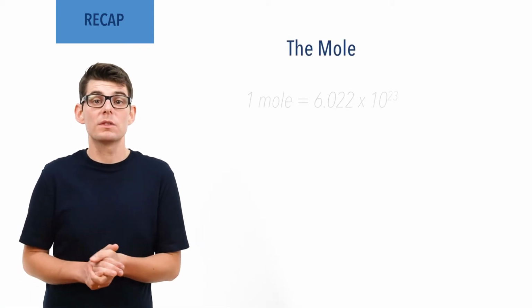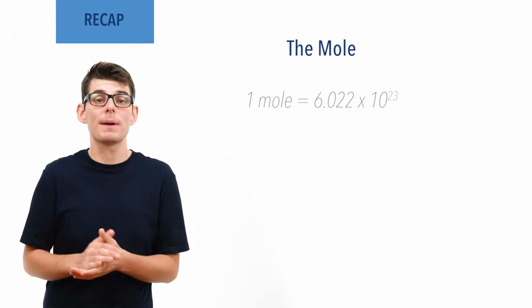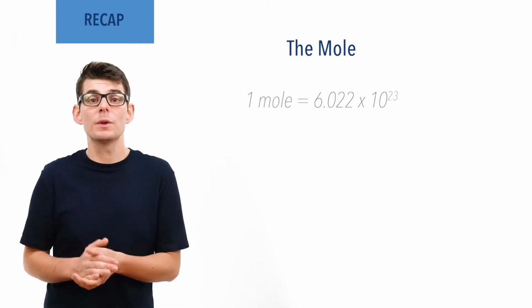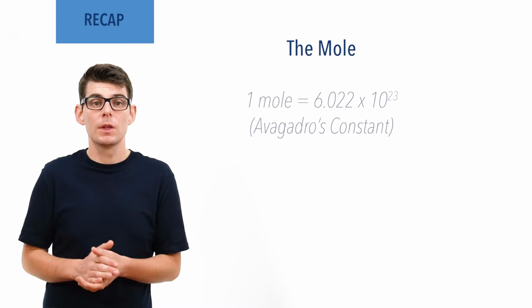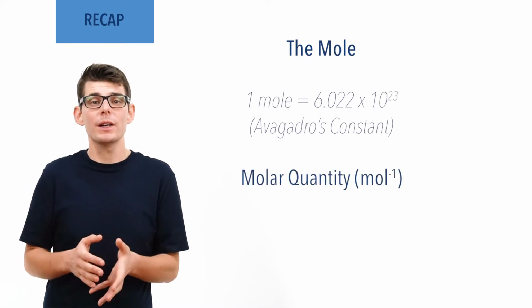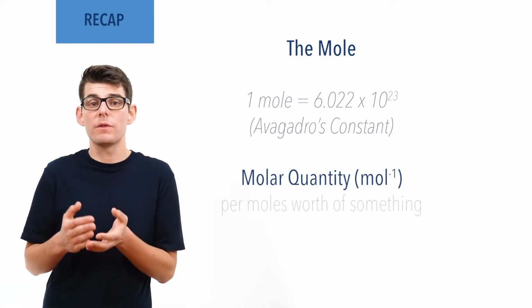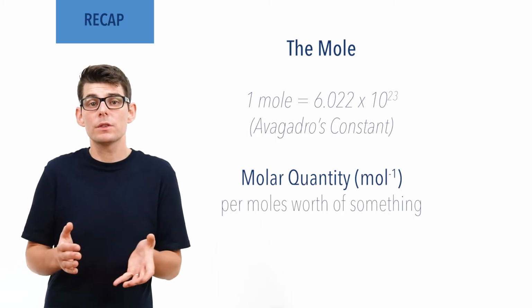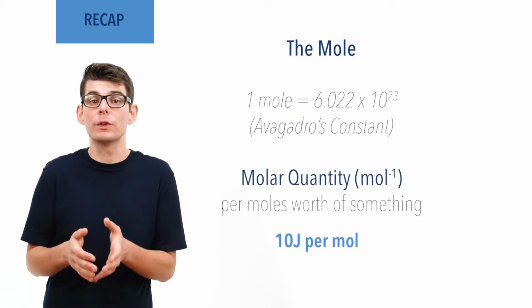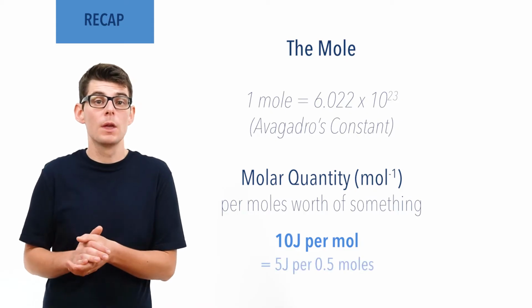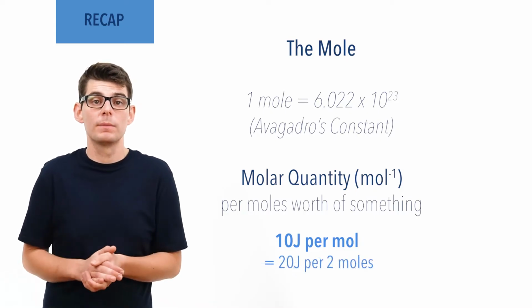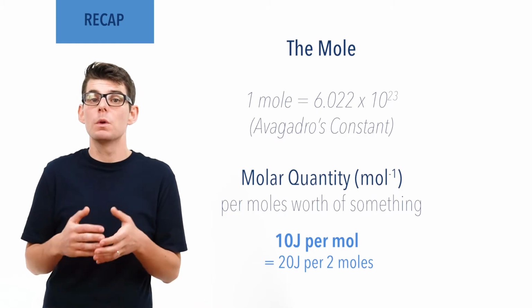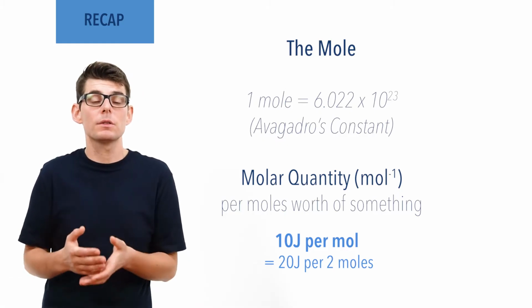When measuring amounts in chemistry, the standard unit used is the mole. 1 mole equals 6.022 times 10 to the power 23, also referred to as Avogadro's constant. A molar quantity refers to a value or measurement based on a mole's worth of a substance or particle. For example, 10 joules per mole is no different to 5 joules per half mole, or 20 joules per 2 moles. It is just often easier in chemistry to work with molar values to enable comparisons to be made. Recap done? Let's go!